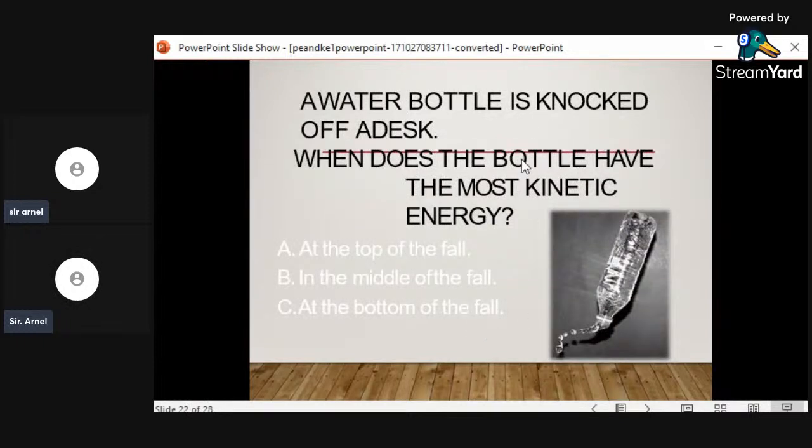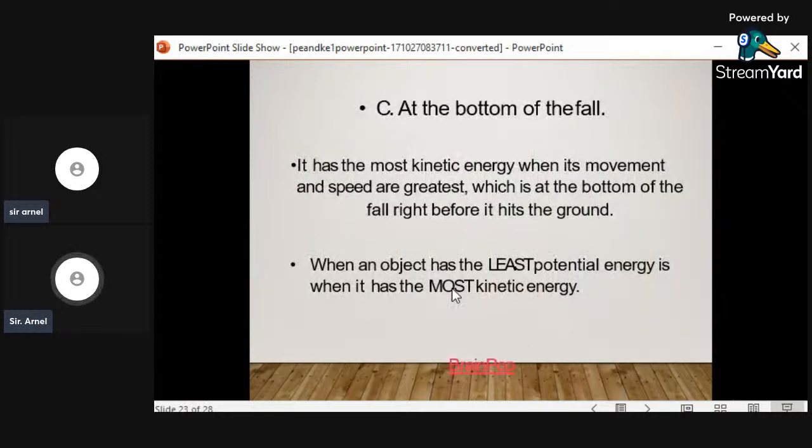Take a water bottle for the test. When does the bottle have the most kinetic energy? At the top, in the middle, or at the bottom? The answer is the bottom, because it has the most kinetic energy when its movement and speed are greatest, which is at the bottom of the fall right before it hits the ground. When an object has the least potential energy, it has the most kinetic energy.